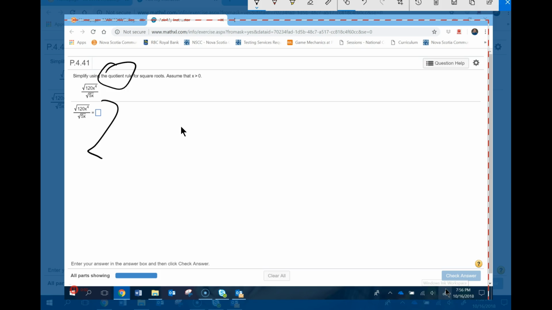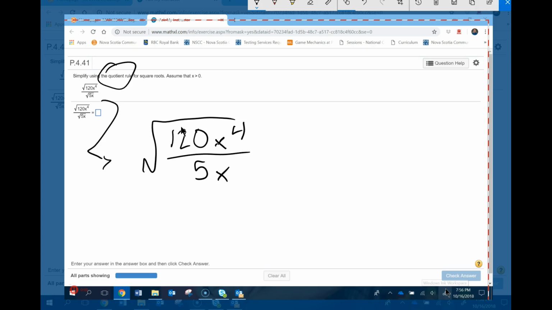I'm just going to rewrite this as the square root of 120 x to the 4 over 5x. So the square root of all that. And I know that's probably a super subtle thing, but that's what the quotient rule states. It states that if we have a numerator and a denominator that are both square roots or cube roots or whatever, we can just think of it as a fraction and then take the square root of the whole thing later. So what that enables us to do, now let's do some division here.